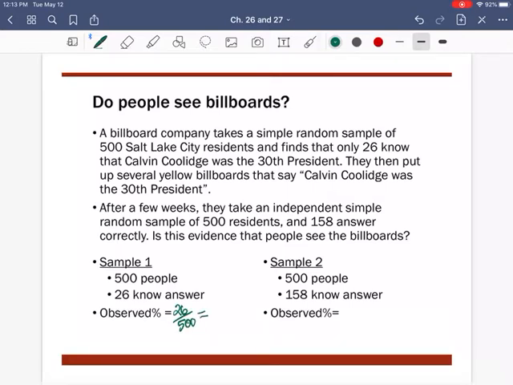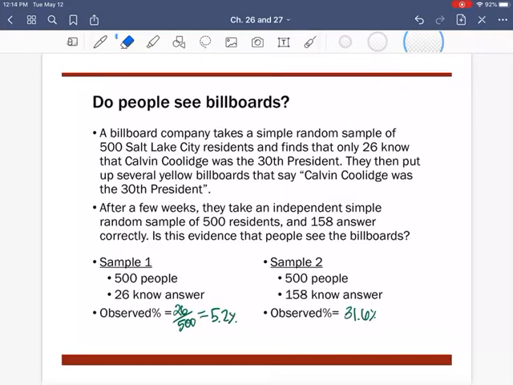So is this evidence that people see the billboards, that billboards are effective? In our first sample, 26 of the 500 knew that he was the 30th president. That is 5.2%. After a few weeks of the billboard being up, they did the sample again and found 158 out of 500, or 31.6% knew.